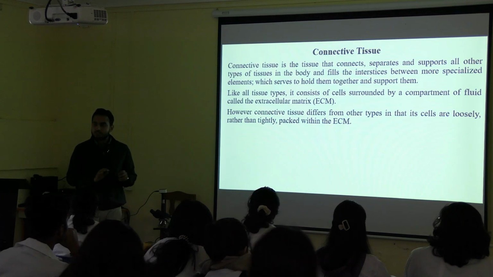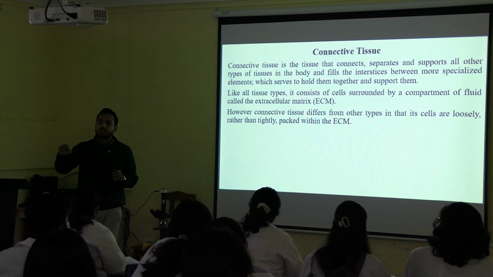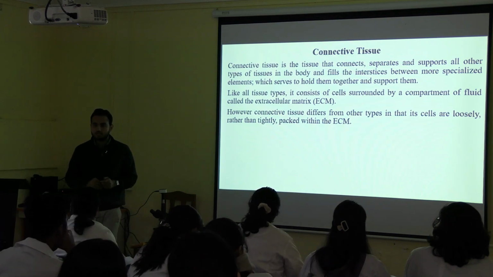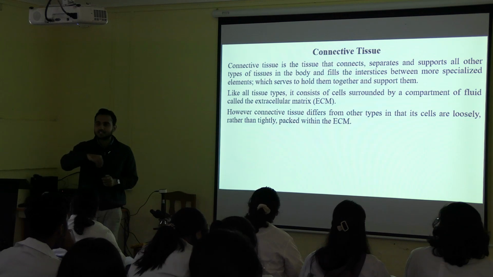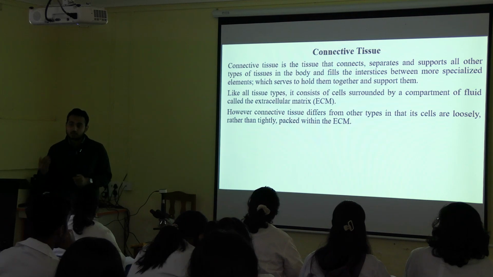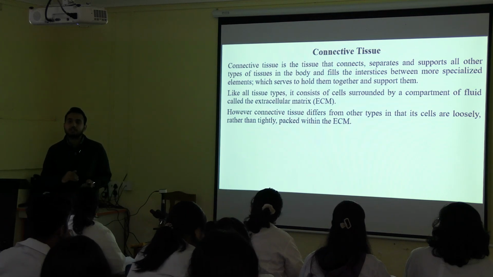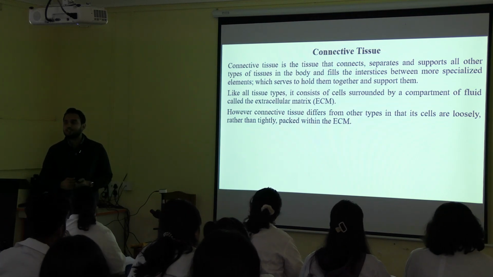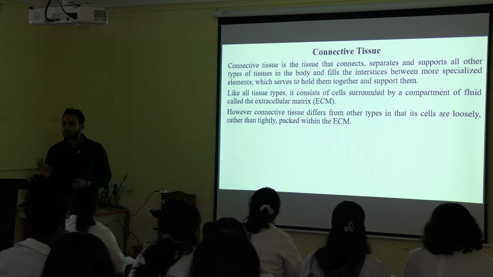But here, cells are present, but in between the cells a huge gap is there. That means cells are dispersed in a medium of fluid, which has gel-like consistency. And along with that, another important element is present, and that is the fibers. Different types of fibers.